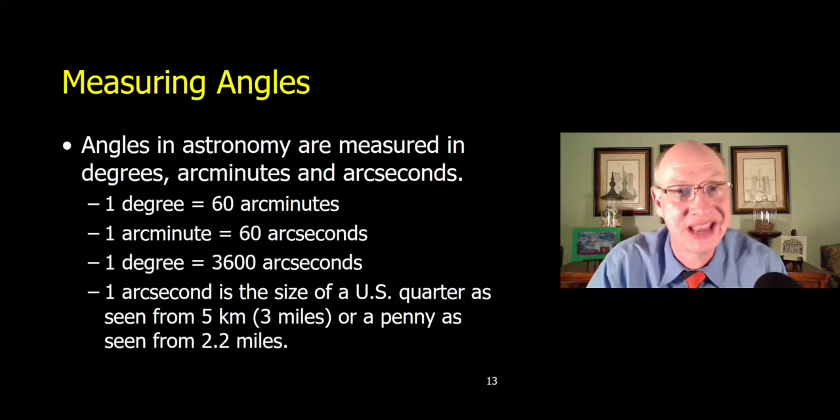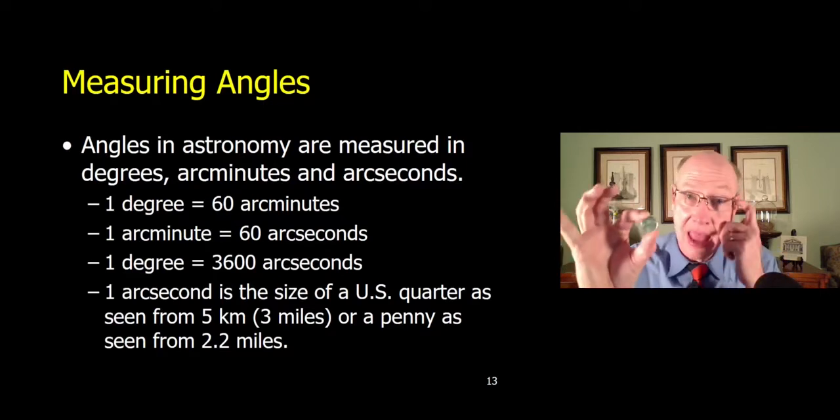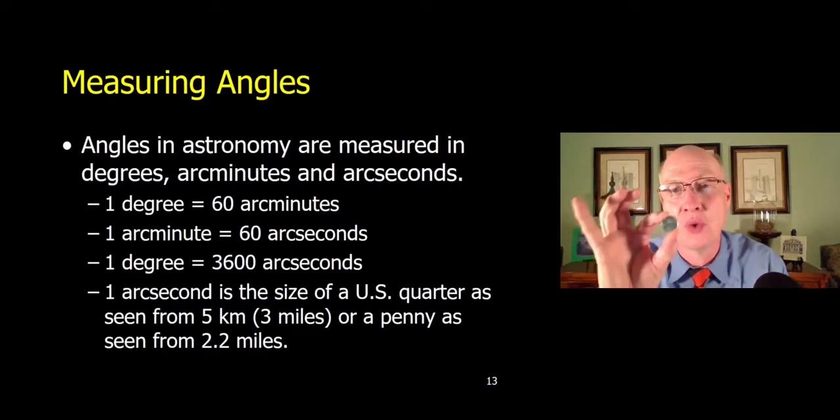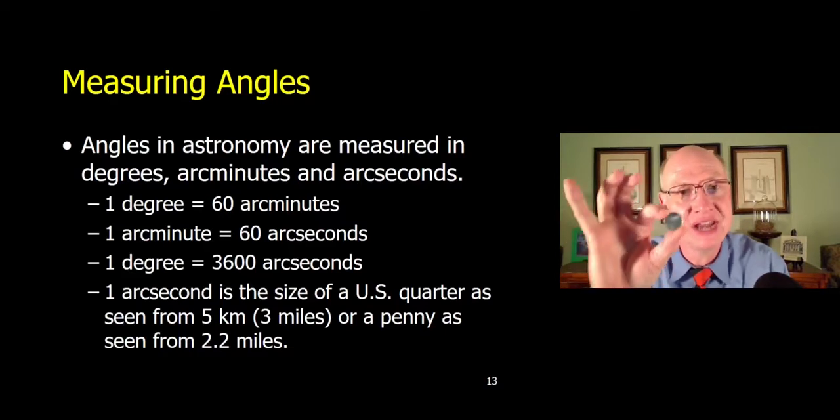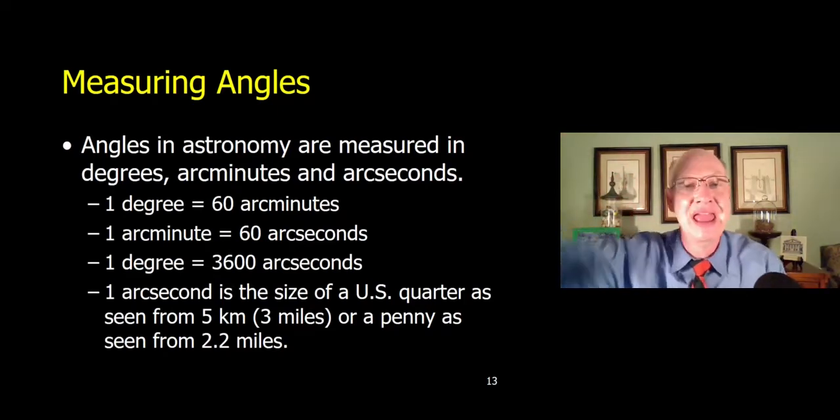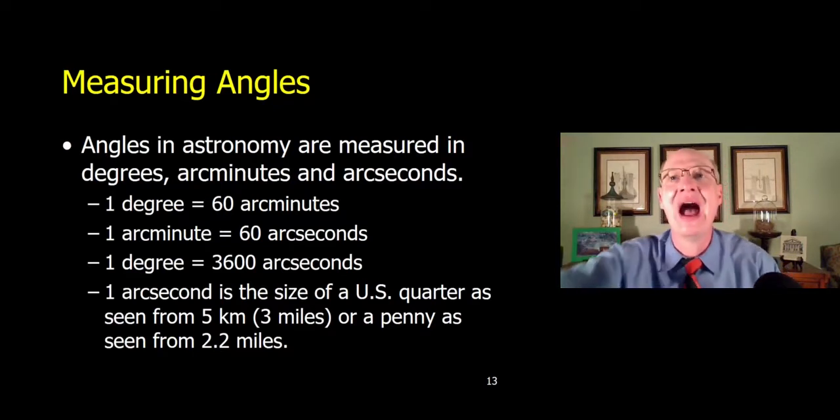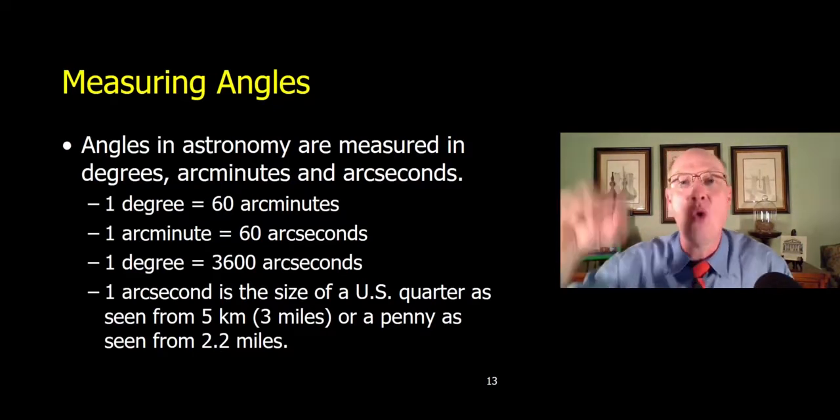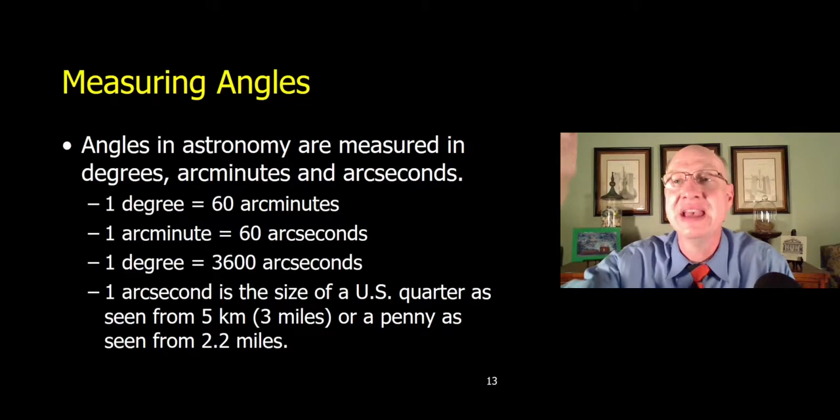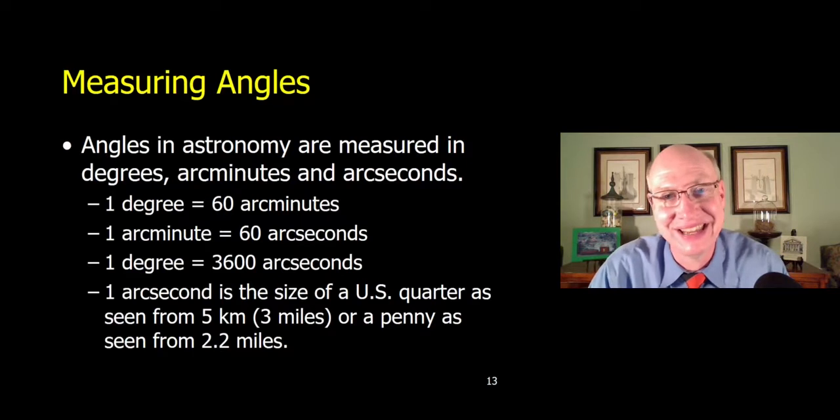An arc second, or a second of arc, is a really small angle. To give you an idea of how small an angle it is, an arc second is the size of a U.S. quarter as seen from about 3 miles or 5 kilometers away. Imagine that I took this quarter and I walked 3 miles away from you and I held it up. Now you can imagine if I walked 3 miles away from you, I would look like a little tiny spot. And this quarter is even smaller than that. In fact, you probably couldn't even see the quarter without a telescope, but that quarter would be about 1 arc second in size. Okay, so that's how we divide angles in astronomy.